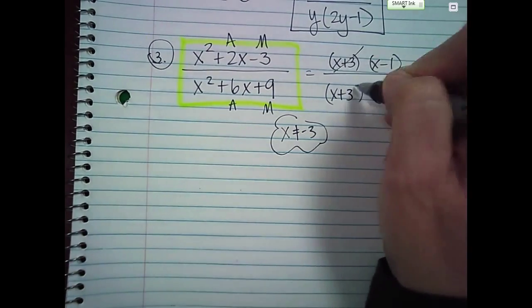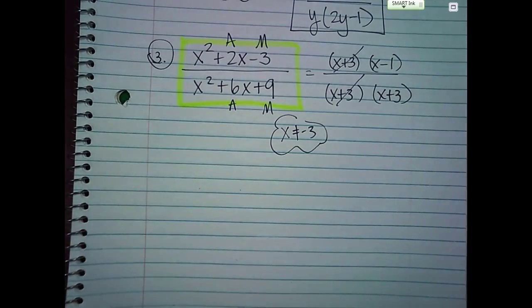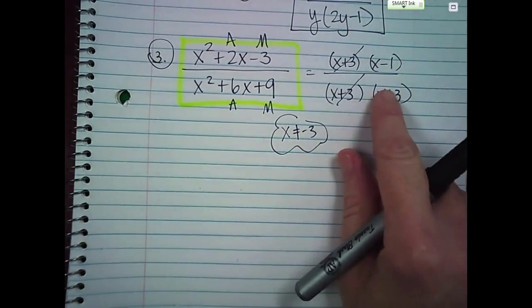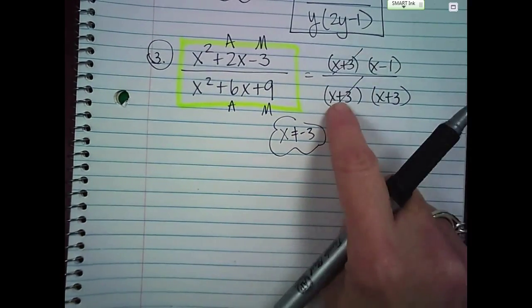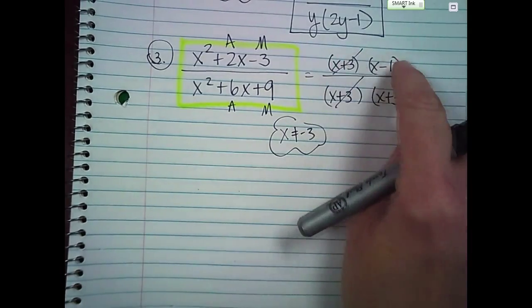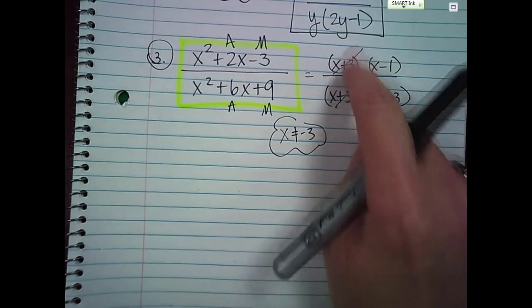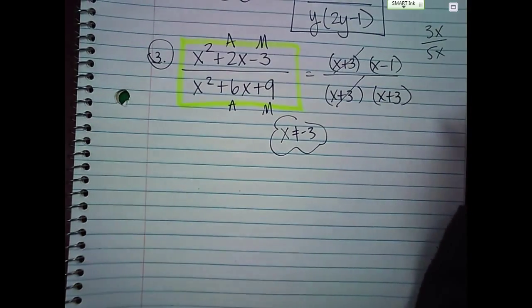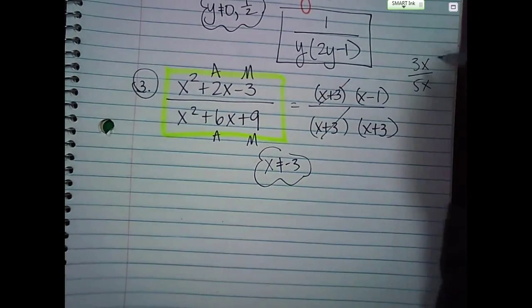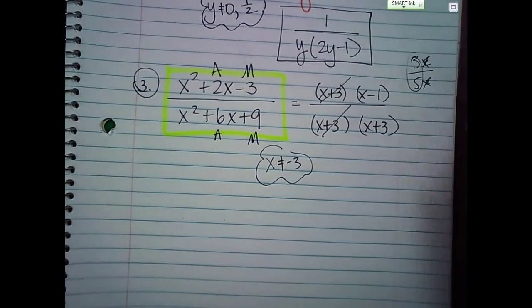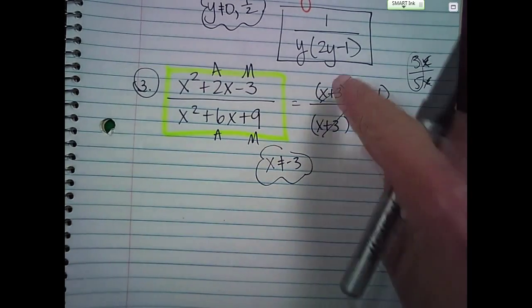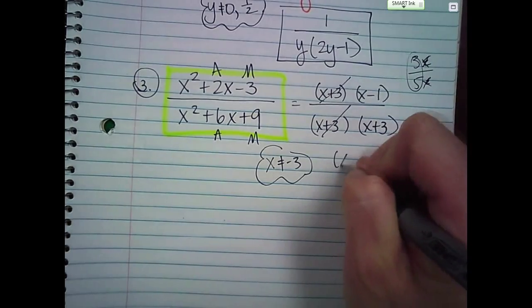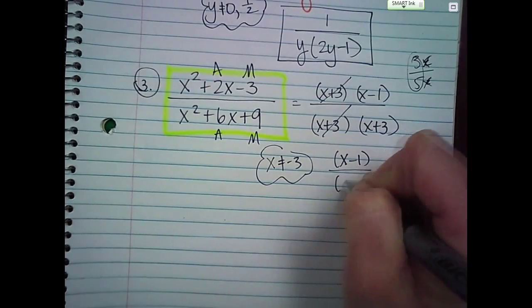X plus 3 is cancelled. That's a unit. So some kids are asking me, how am I allowed to cancel that? It's this unit multiplied by this unit. The whole unit cancels. It's kind of like if I told you 3x over 5x, right? The x unit cancels the x unit, giving me 3/5. It's the same thing. This cancels with that. So the answer is just x minus 1 over x plus 3.